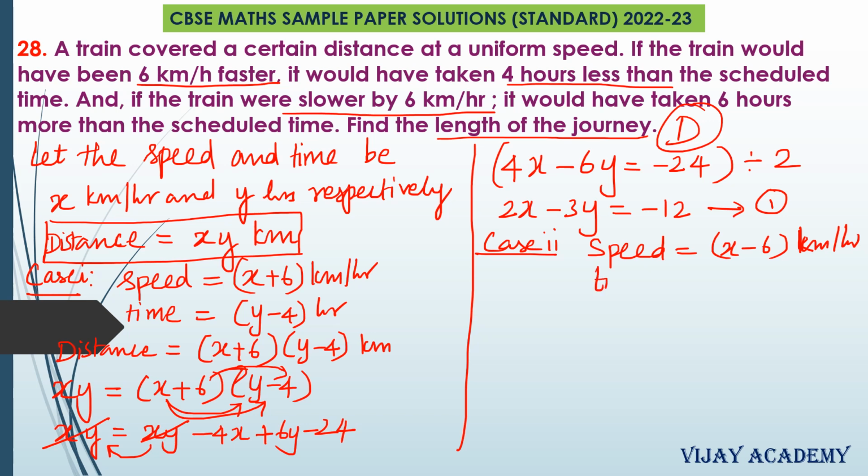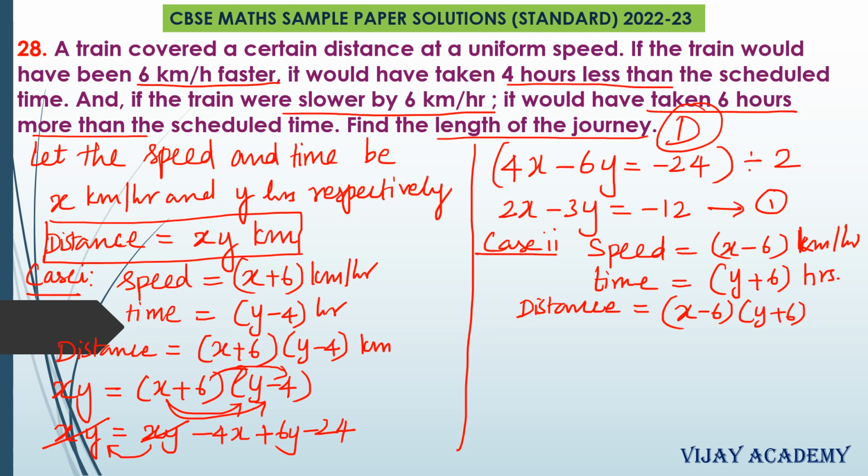And the time changes to, it would have taken 6 hours more than the scheduled time. So it is more than, so we can write this as y plus 6 hours. And now the distance is equal to x minus 6 into y plus 6 kilometers. Again we can equate this distance to the original distance, since the distance does not change. So we can write x into y equals x minus 6 into y plus 6.